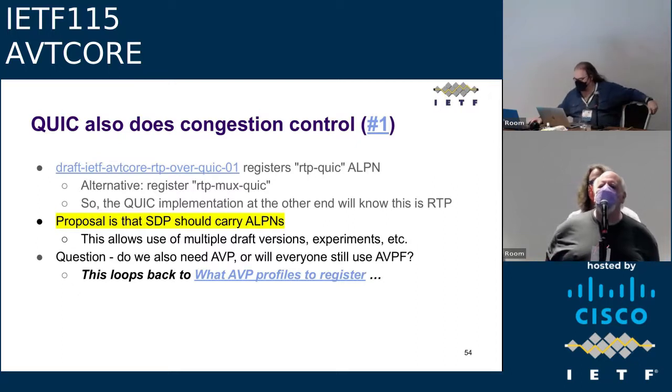Because we're also talking about doing QUIC congestion control. We think we figured out how to do this, and we need to figure out how much RTP information we're going to be able to replace with QUIC information, and not, I don't mean theoretically, I mean in practice. And that loops back around to what AVP profiles to register. This concludes my abbreviated TED Talk. Thank you for coming, and I will see you all at the interim.